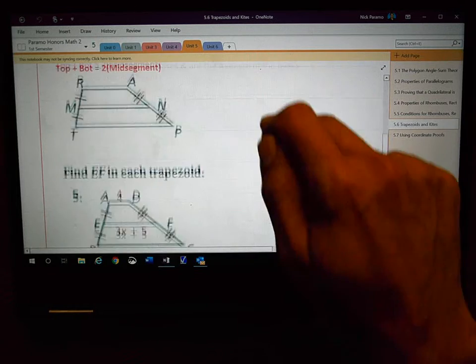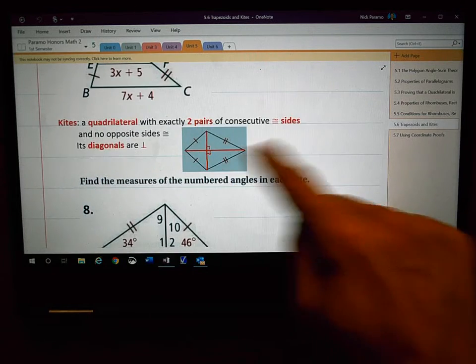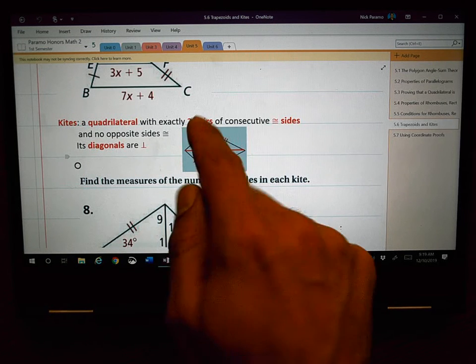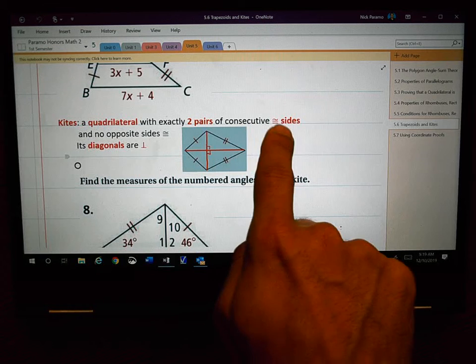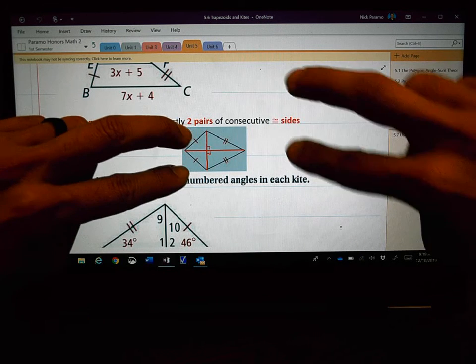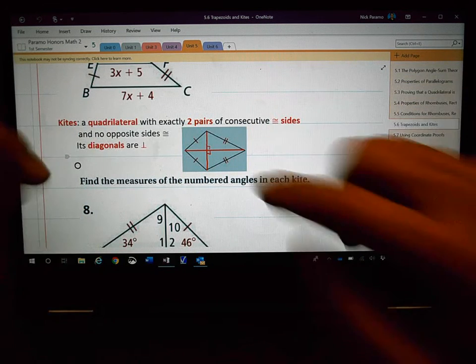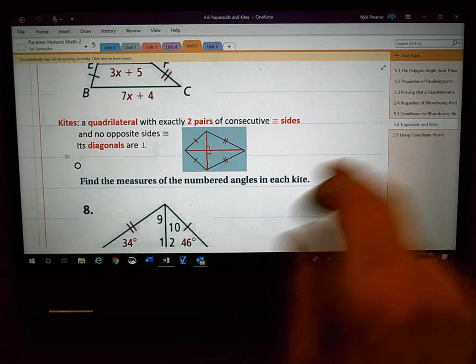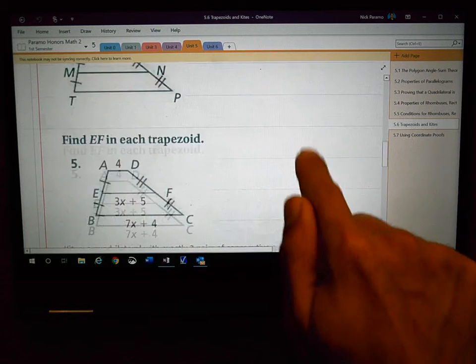Kites, on the other hand, were where there are two pairs of consecutive congruent sides. These two are congruent and these two are congruent, and opposite sides were not congruent to each other, which makes it different than parallelograms or squares or rectangles.